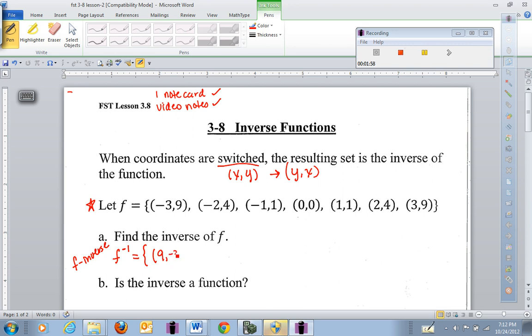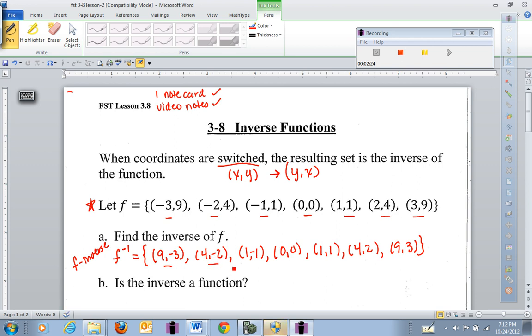So when you have a set, all you do is switch the ordered pairs around. So you'd have (9, -3), (4, -2), (1, -1), (0, 0), (1, 1), (4, 2), and (9, 3). Notice we started with 7 ordered pairs. We still have 7 ordered pairs. We just switched the coordinates around.